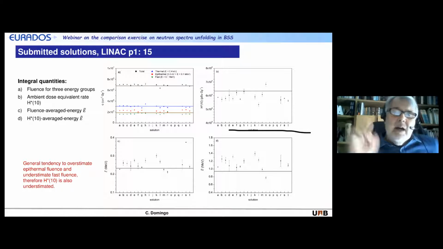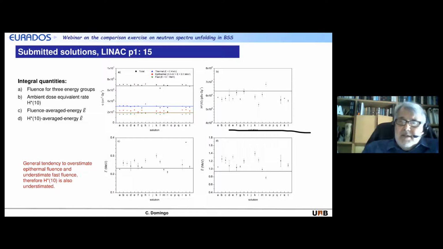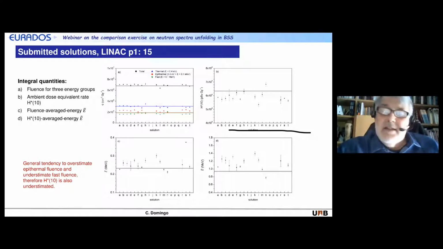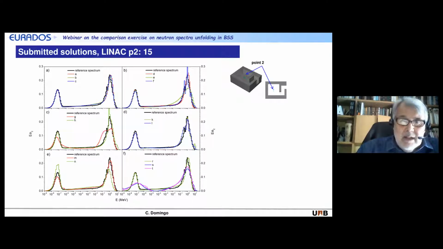So unfolding tends to give the right total fluence, but small differences in how this fluence is distributed in energy give big differences in other integral quantities of the spectrum. Now, let me go faster for the other points.